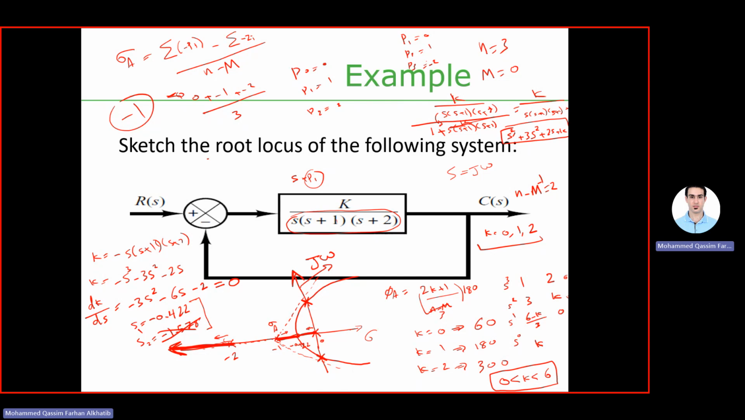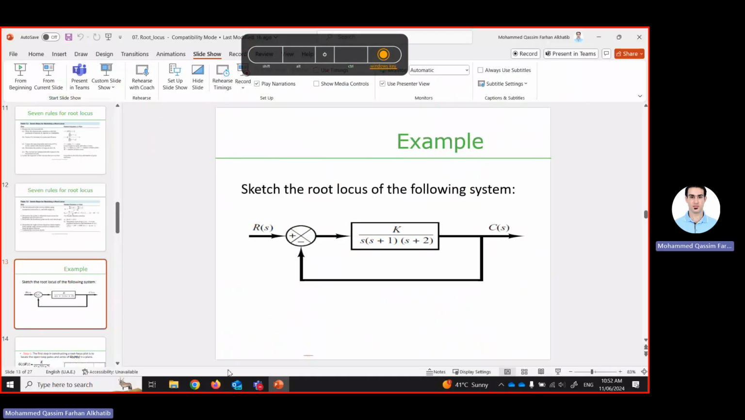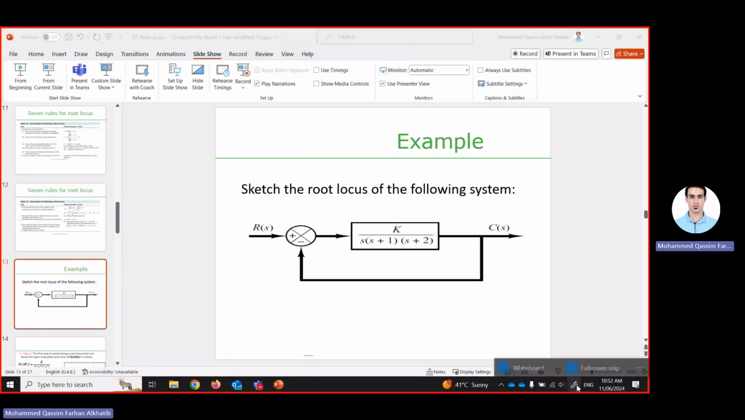Let me take a screenshot of this. I don't want to lose my plot. Discard. Even though it's solved, I don't want to lose it.